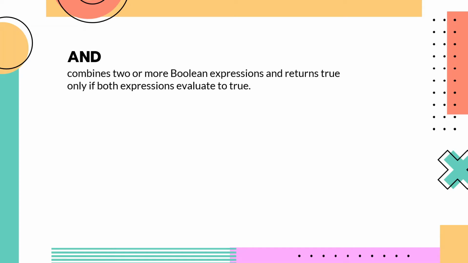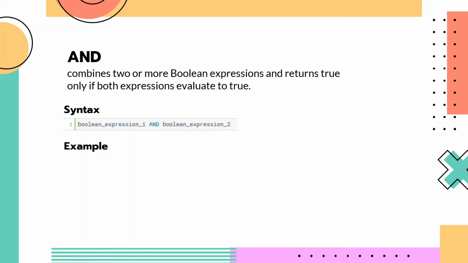And then we discuss about the AND operator. The AND operator is a logical operator that combines two or more Boolean expressions and returns true only if both expressions evaluate to true. The AND operator returns false if one of the two expressions evaluates to false. Here is the syntax of the AND operator. Boolean expression 1 AND Boolean expression 2. And it will return true or false.